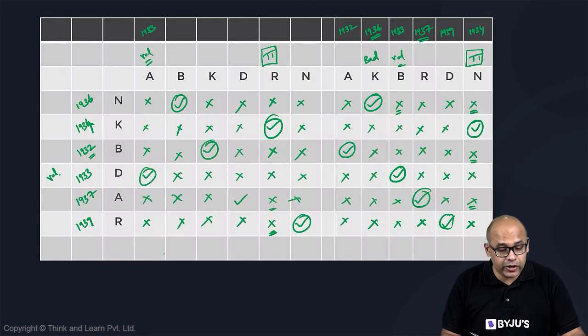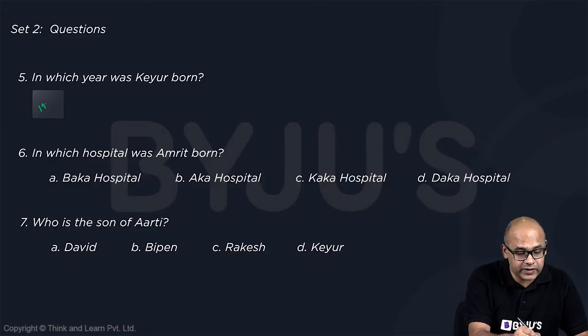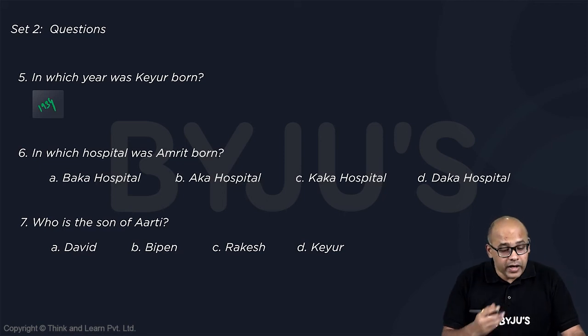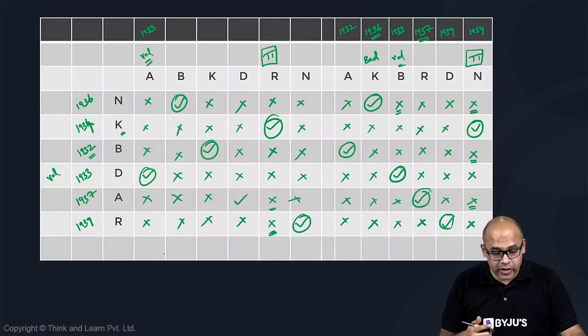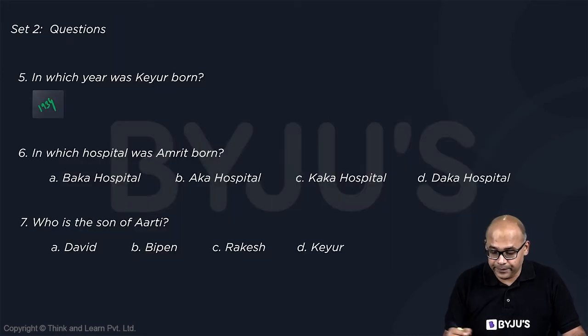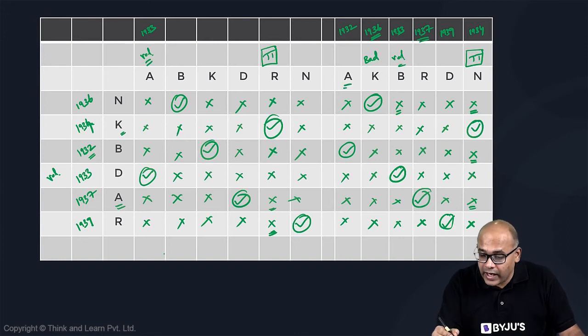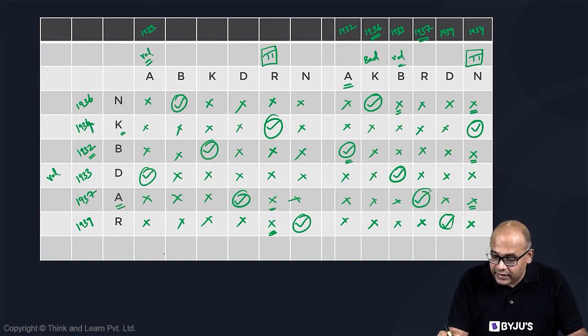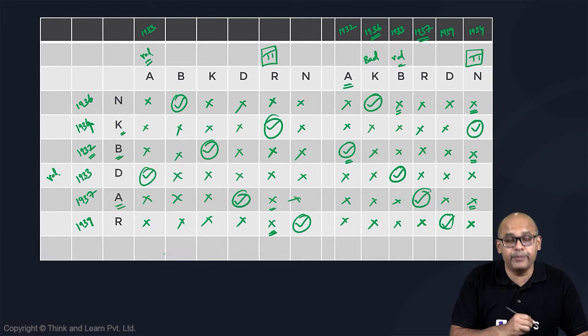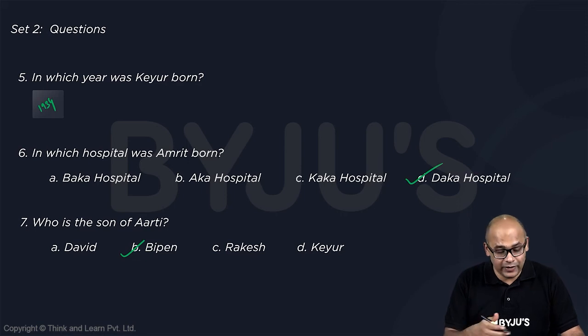In which year was Keyur born? Keyur, was this person born in the year 1934? So this is 1934. In which hospital was Amrit born? So Amrit was born in the hospital Dhaka, D, right? Who is the son of Aarti? So Aarti is here. Aarti's son, this tick mark is coming to B, right? It is Bipin. Son, daughter, whatever, it could be anything, doesn't matter, but it's Bipin.